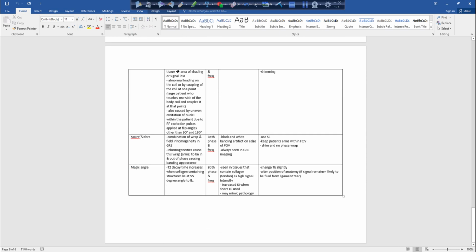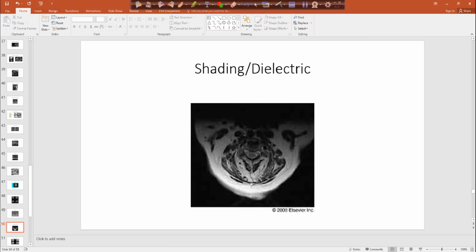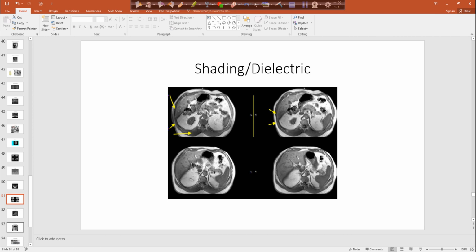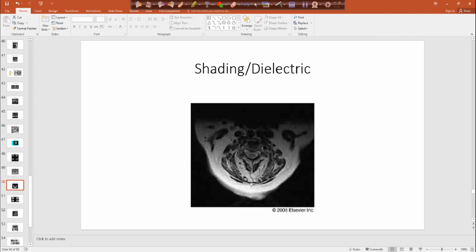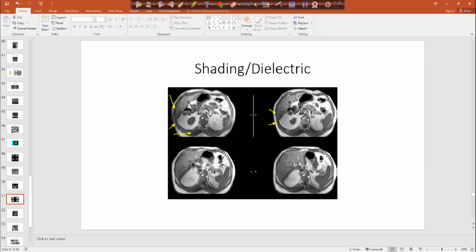All right, last two. So, let's show some images first of shading. This is not the best one, I guess. This side of the patient right here, you're starting to lose some signal. Obviously this is a C-spine, so they probably didn't even put the anterior coil here. So that's just a loading of the coil issue.